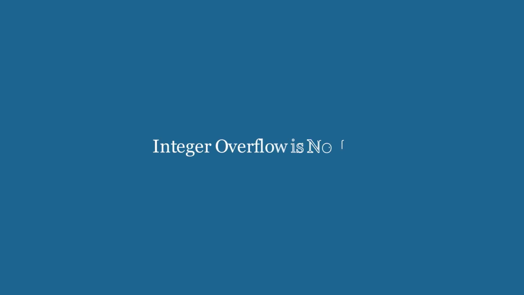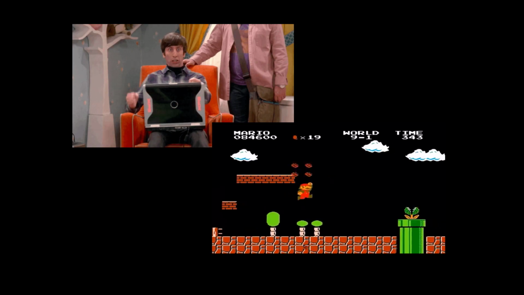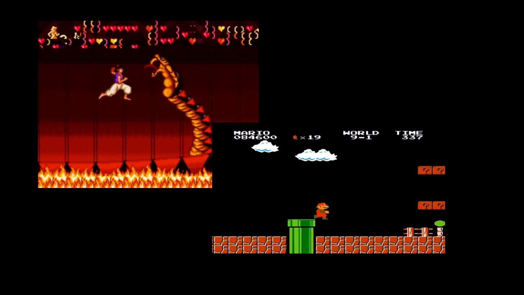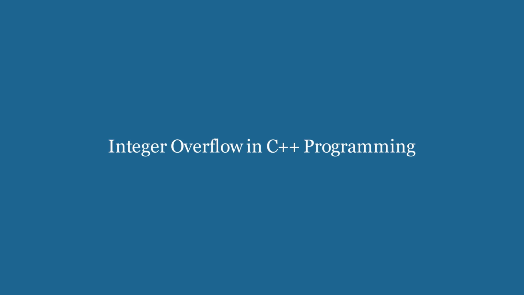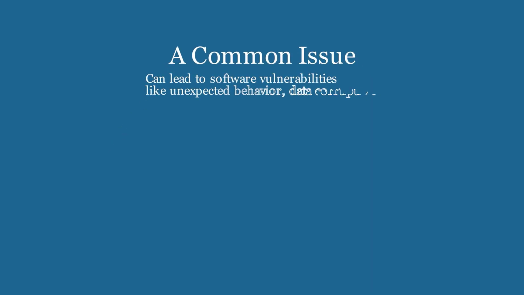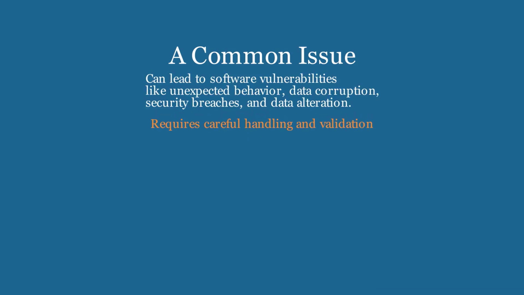Integer overflow is no joke. Nerds and geeks hacked games to have 3x, 4x, or thousands of lives in the game to beat up the bosses. Integer overflow is a common issue in C++ programming that can lead to various software vulnerabilities, including unexpected behavior, data corruption, security breaches, and the ability to change the data inside the application. Well, of course, if there's a checking process involved.